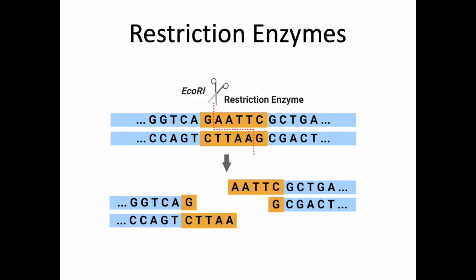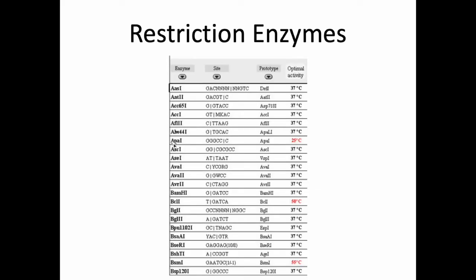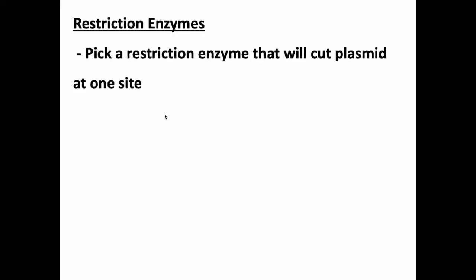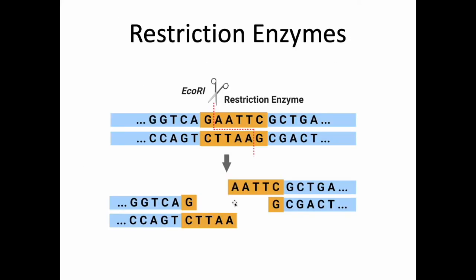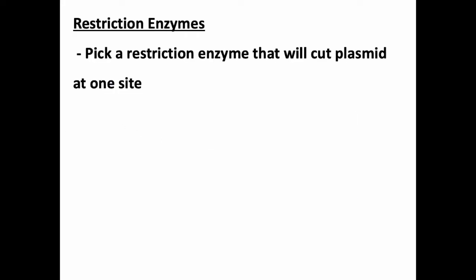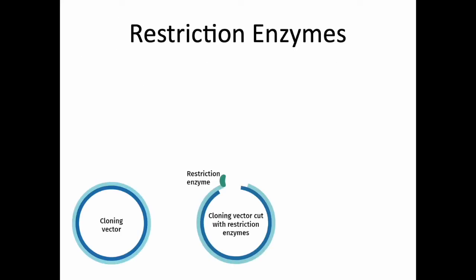Importantly, when we do this cutting, when we select which restriction enzyme out of the massive book of different restriction enzymes that exist, we need to pick a restriction enzyme that is only going to find its cut sequence once within the plasmid. We want to choose a restriction enzyme that will cut the plasmid at one site. Again, it's going to cut both strands, but it's only going to find itself one cut site. When we pick a restriction enzyme correctly and we treat our plasmid with this restriction enzyme, it's going to look like this.